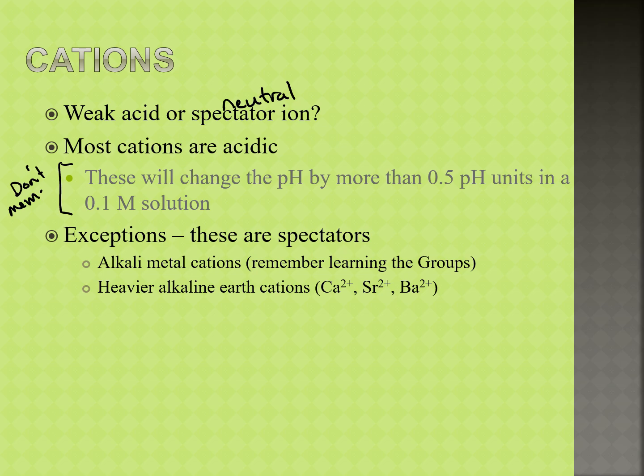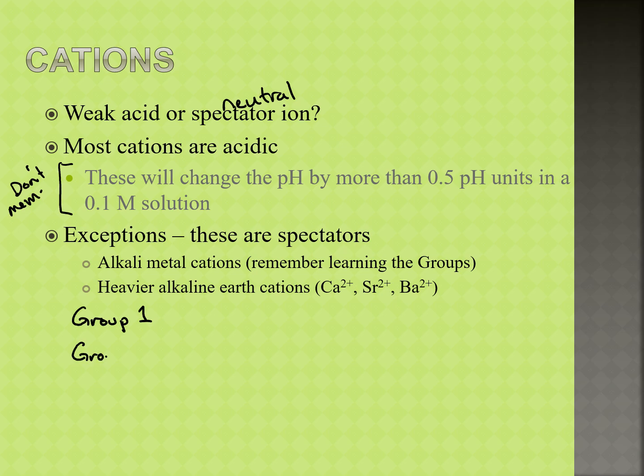It says most cations are acidic, and so it's probably easiest to memorize the exceptions. Our exceptions are group 1, which are our alkali metals. Those are things like lithium, sodium, potassium, rubidium, and so on. And then the heavier alkaline earth metals.